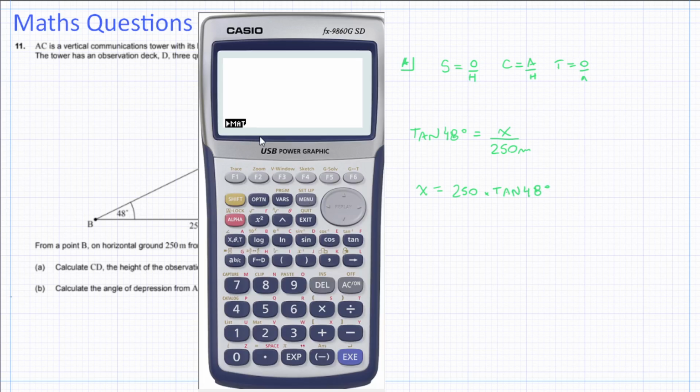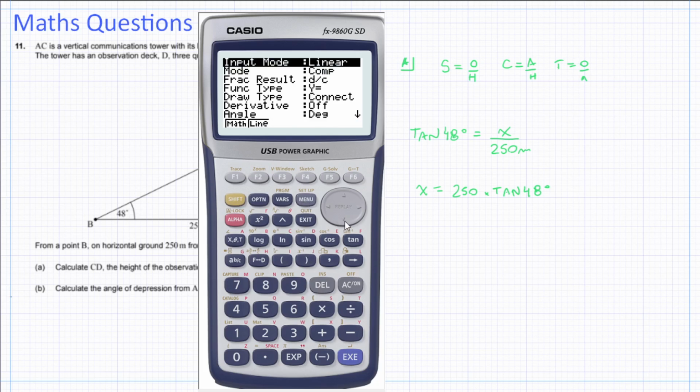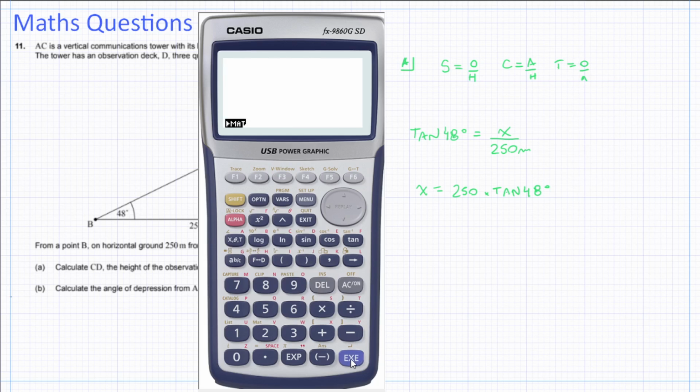If we get our calculator here, the first thing we have to do is check. Shift setup, we have to check if our angles are configured correctly in degrees, because in our problem we are using angles in degrees. We've got 48 degrees here. If it was in radians, you would just click on F1 to bring it to degrees. Then execute, and now we can do our maths.